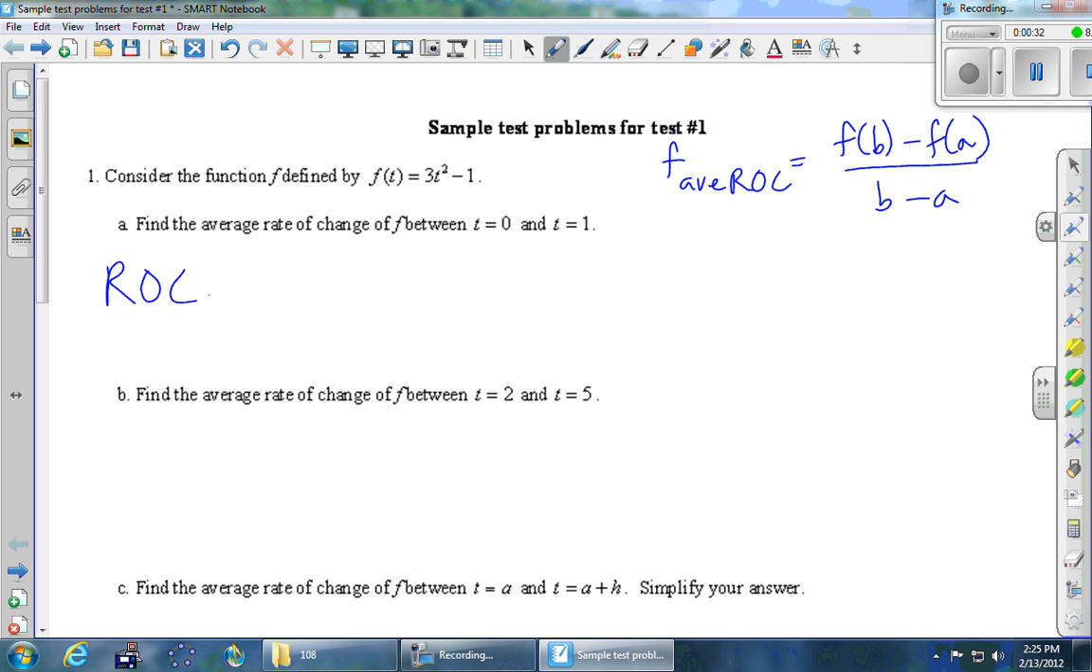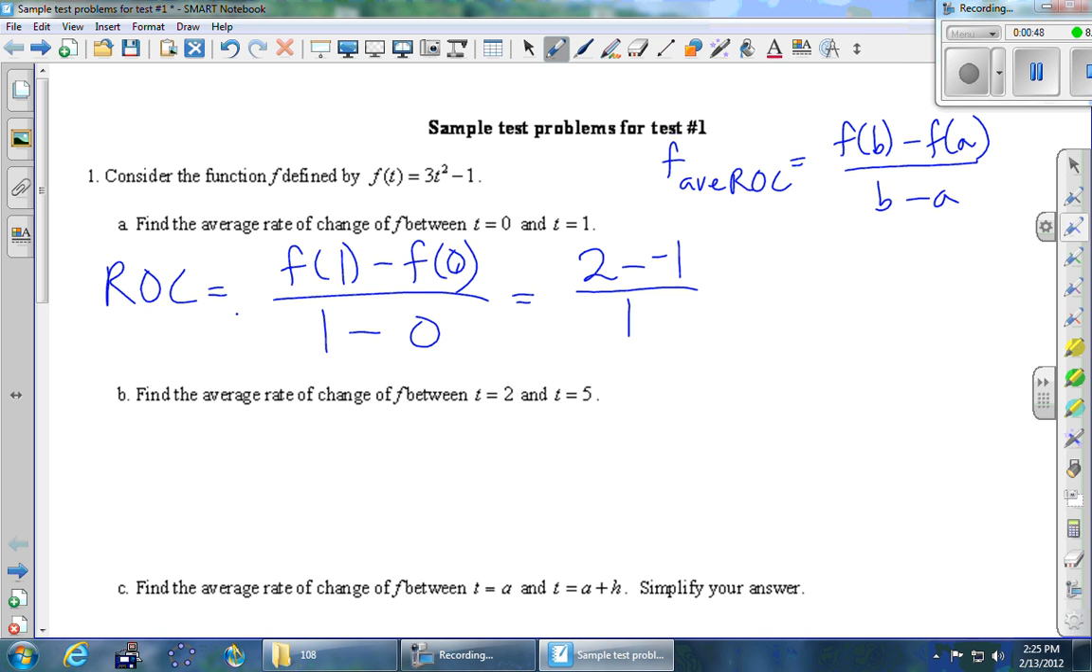So rate of change for this one, f of 1 minus f of 0 divided by 1 minus 0. That's the formula. F of 1 in this case is 2. F of 0 is negative 1. Divided by 1 minus 0 is 1. Whole rate of change turns out to be 3.